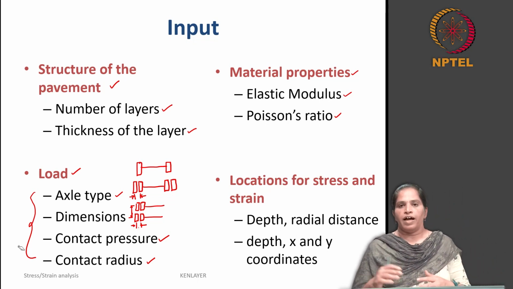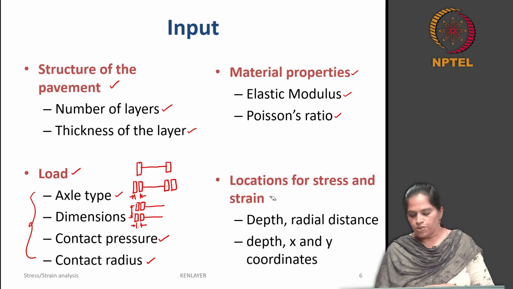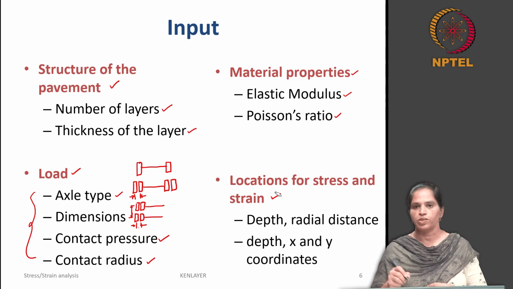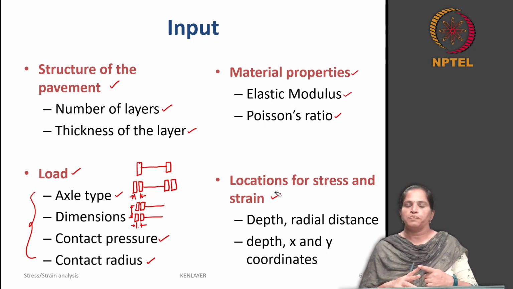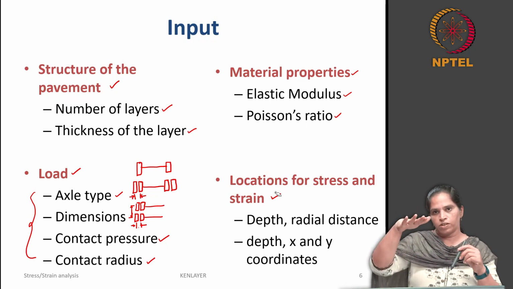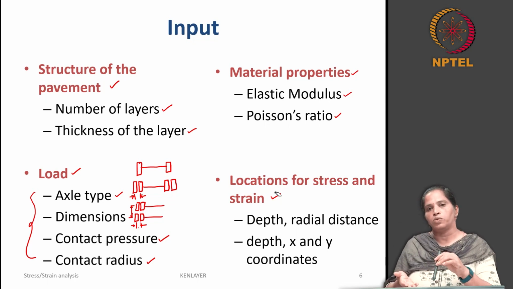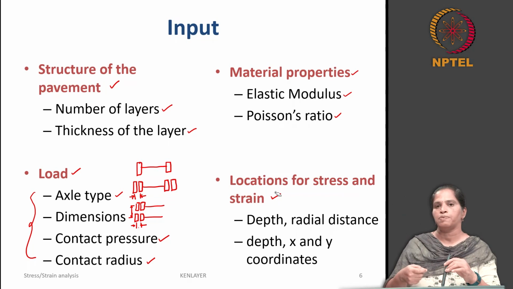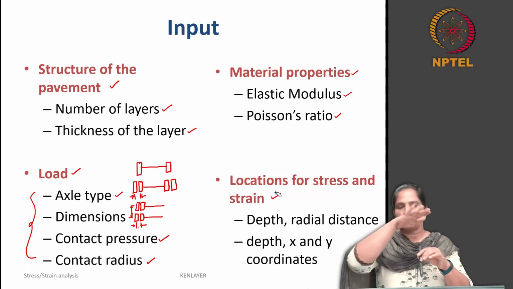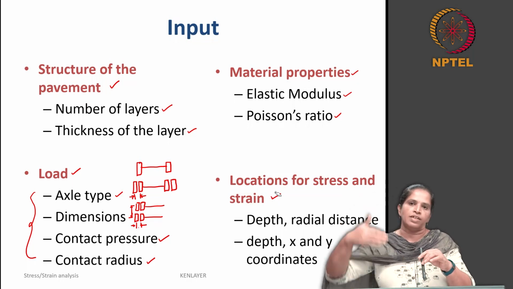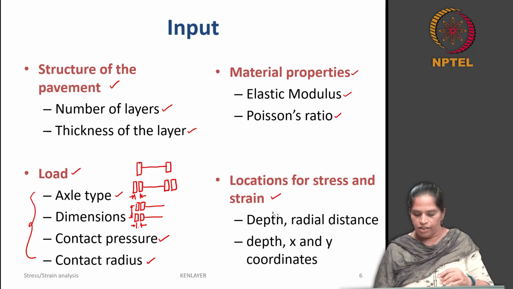And finally, locations of stresses and strain, where exactly you need to determine stresses and strain. So you need to give the depth at which you need stresses and strain. Do you need it at the surface of the pavement, or at the interface of two layers, or in the middle of some of the layers? So you need to define the depth. Depth is referenced from the top surface, so 0 at the surface, and when you go down, it increases.